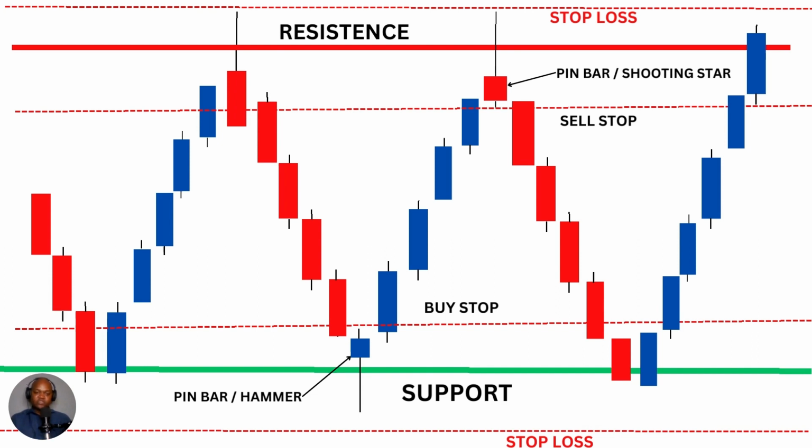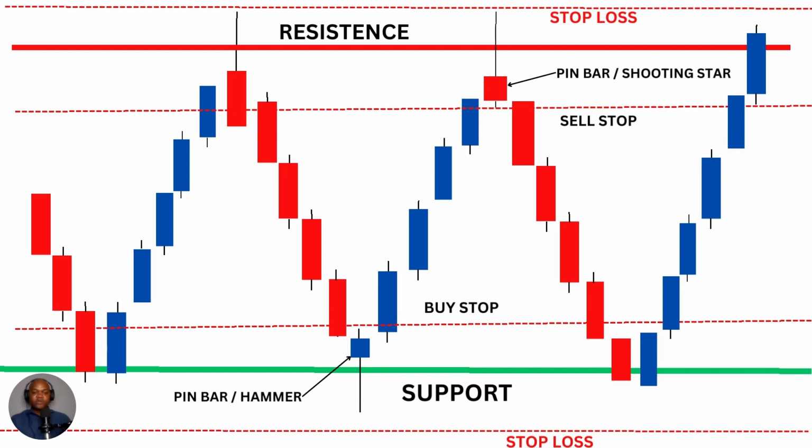So where are we going to place our stop loss? The stop loss is going to be placed below the support level, and it is also going to be placed below the wick of the pin bar or the hammer candle. So let me quickly repeat on that.